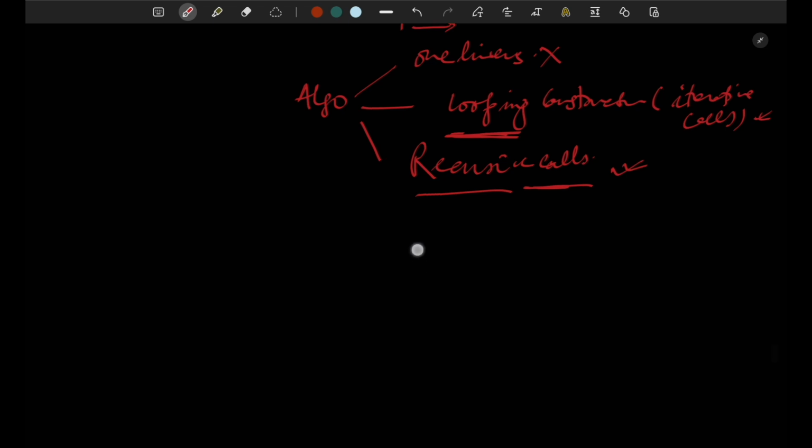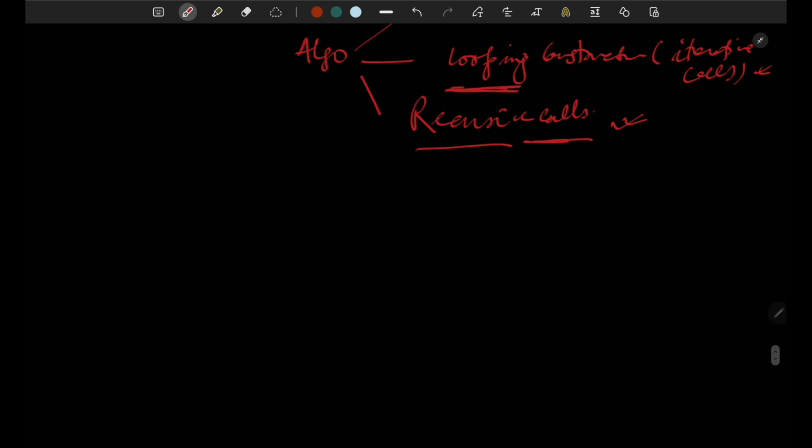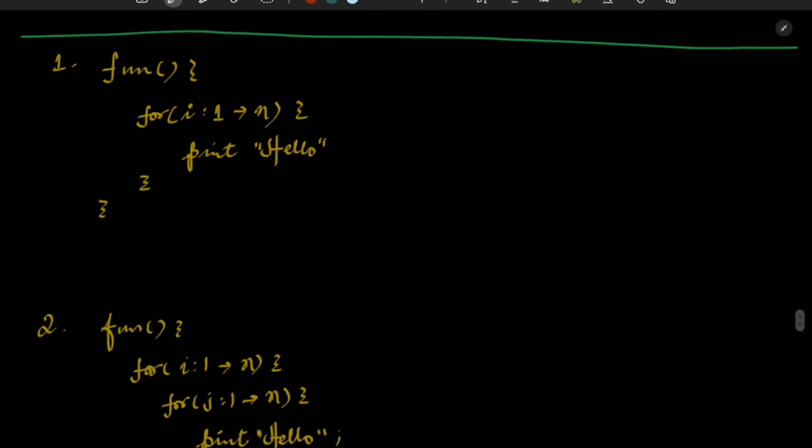So now let's focus our discussion on the analysis of the time complexity for iterative programs with a few examples. Here we have the first question. There is a function called fun, and inside the function we have a for loop which is going to run from 1 till n, and inside the for loop we have a statement which is just printing hello.